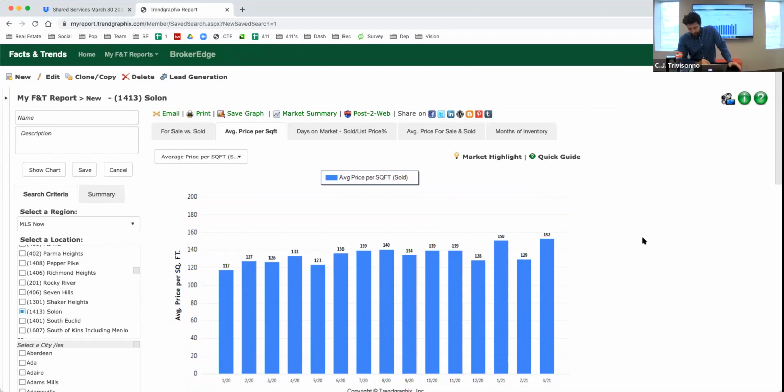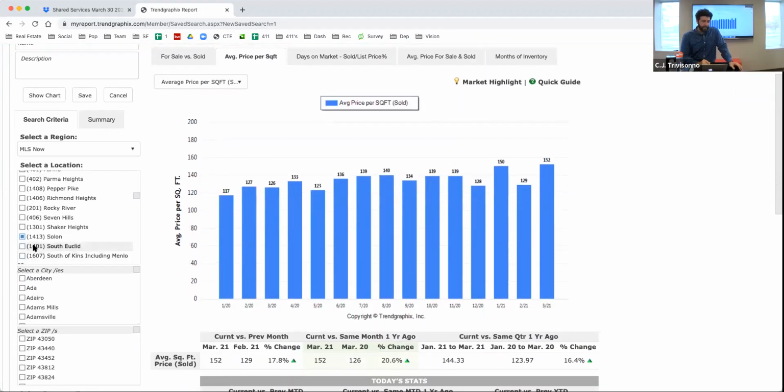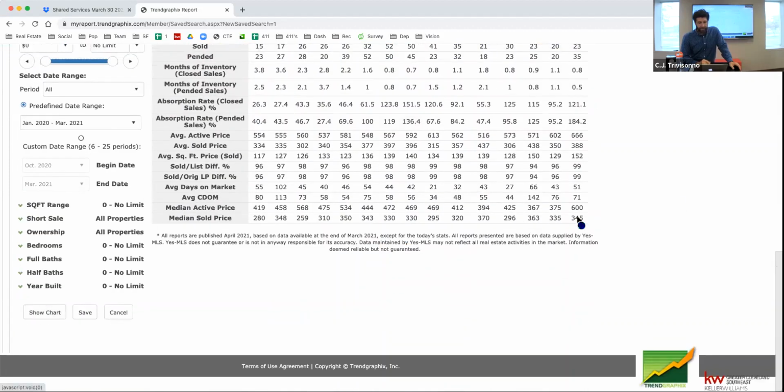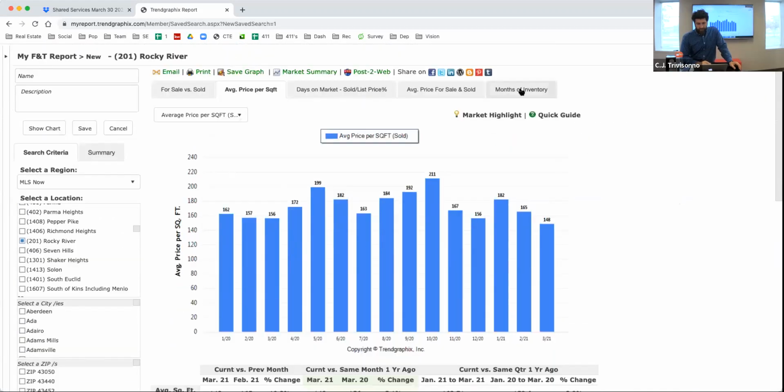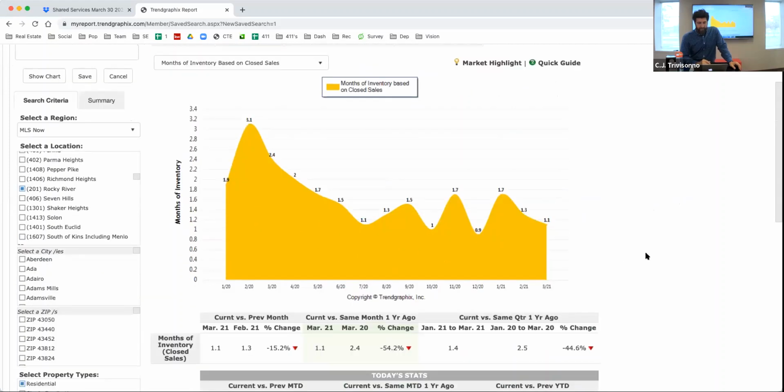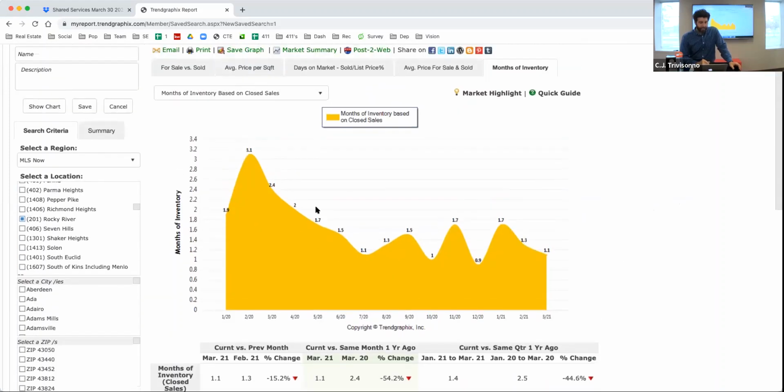So yeah, I showed you most of it. Again, you could pick any city, like Solon. I live in Rocky River, so here's always an interesting one. Rocky River historically has no inventory. So let's see their months of inventory. Well, actually more than Solon. Interesting. Well, anything else you guys want to see in TrendGraphix? That's kind of the gist of it.